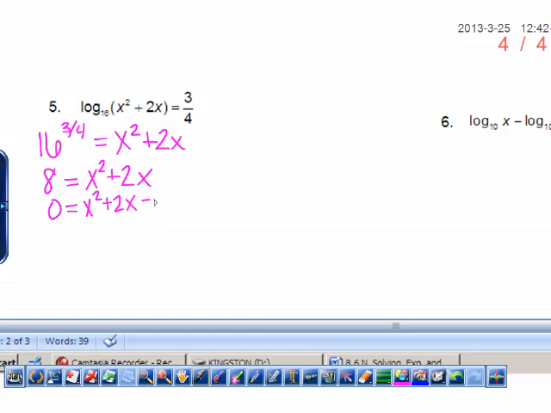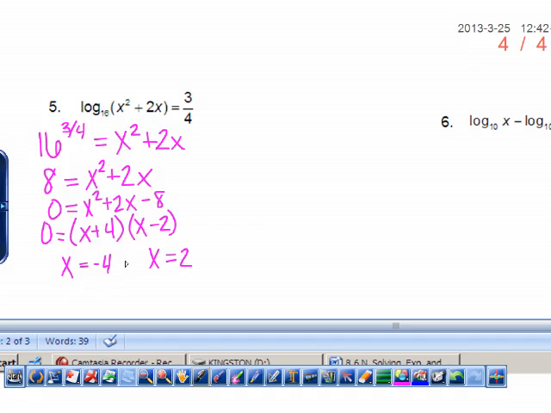So when you factored this, what'd you get as your two factors? X plus 4 times x minus 2, which gives me my two possible solutions as what? Okay, and what do I do from here? I test them. I don't just assume that the -1 doesn't work. I have to test them.